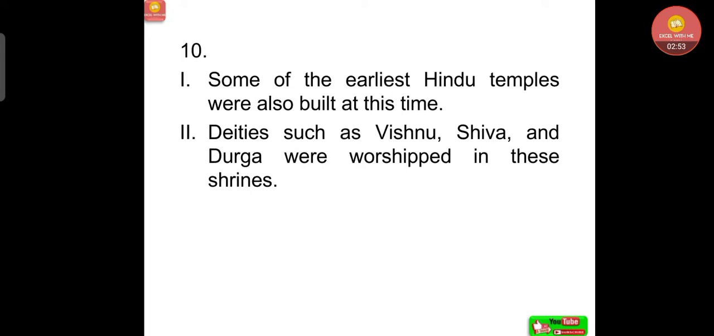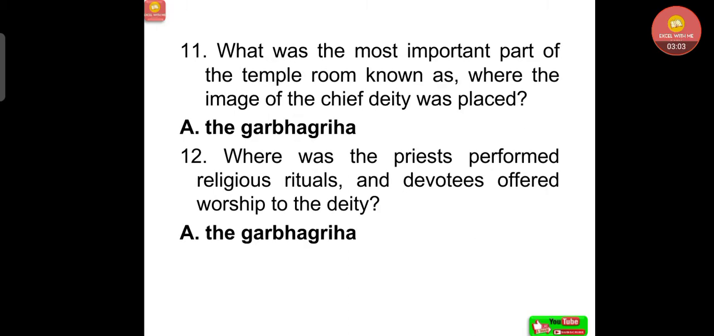Now, some of the earliest Hindu temples were also built at this time. Deities such as Vishnu, Shiva and Durga were worshipped in these shrines. Both the statements are true. What was the most important part of the temple, the room where the image of the chief deity was placed? That was the Garbhagriha. Where did the priest perform religious rituals and devotees offer worship to the deity? That was again the Garbhagriha.